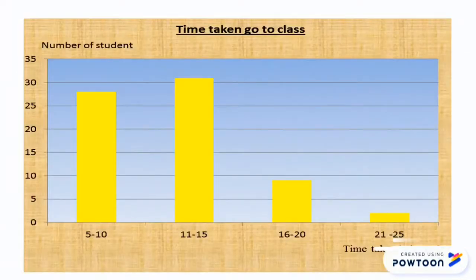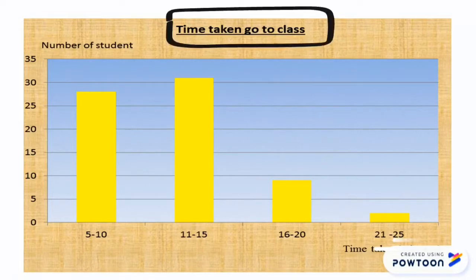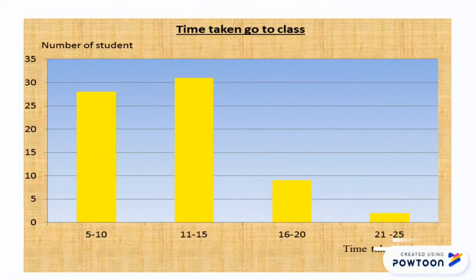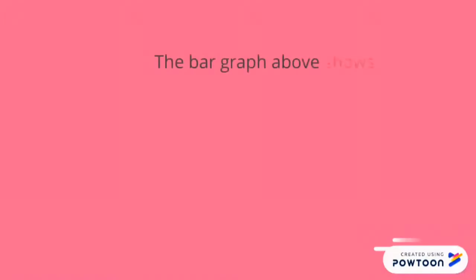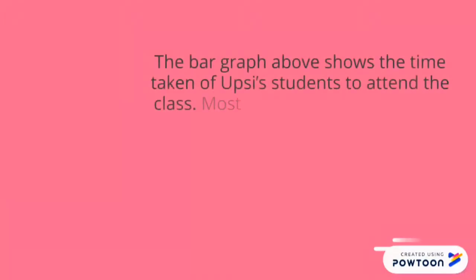You can present your data in a bar graph. You must put the title. In this case, the title is time taken to go to class. On the y-axis, you must put the number of students, and on the x-axis, you must put the time taken by the students. The bar graph above shows the time taken by UPSI students to attend the class.